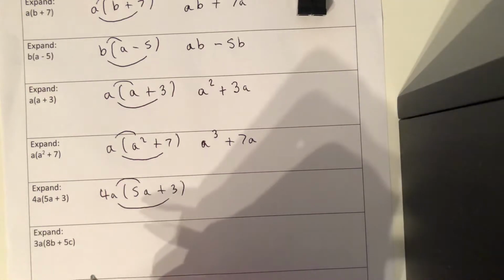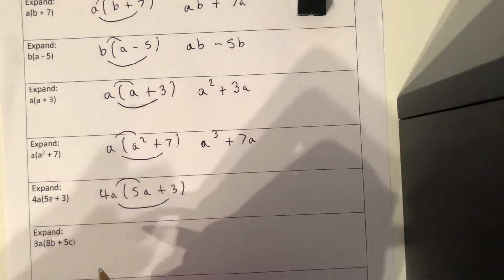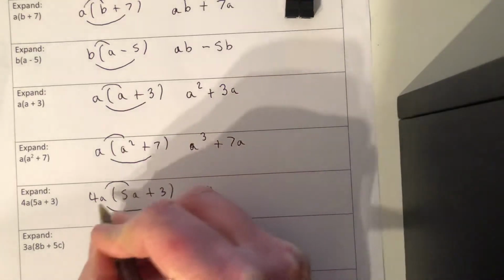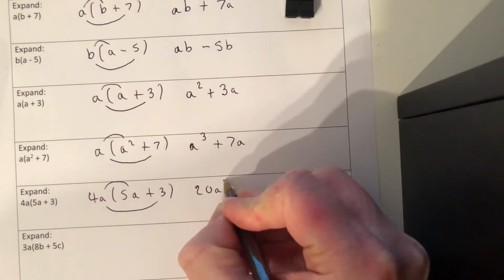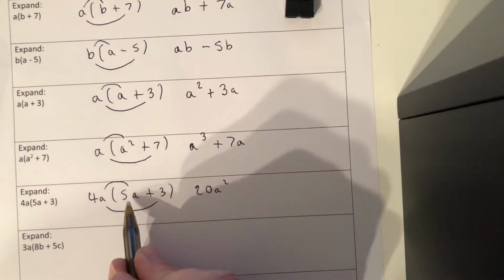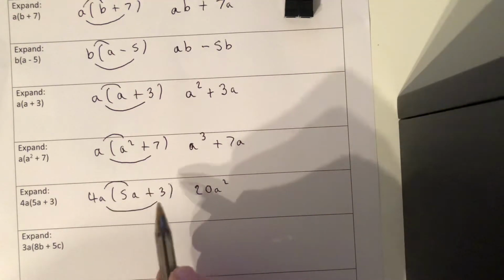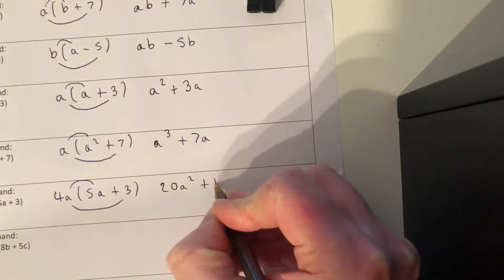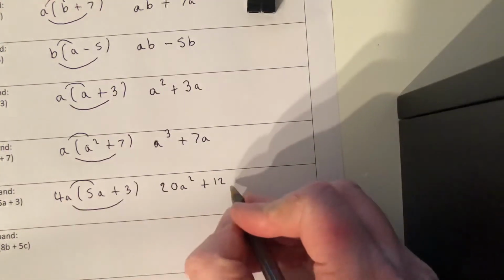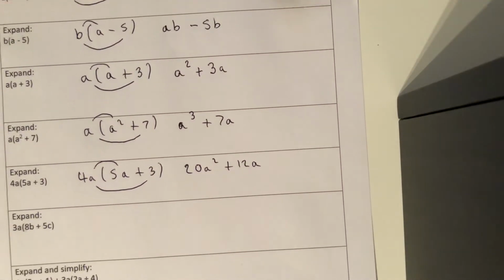So 4 times 5 is 20, thank you. A times a is a squared, and so that basically means 4a times 5a is 20a squared. Then we'll do the 4a times 3, so 4 times 3 is 12. And of course there isn't an a over here, so let's just keep the a in there. And there you go, there's your answer.